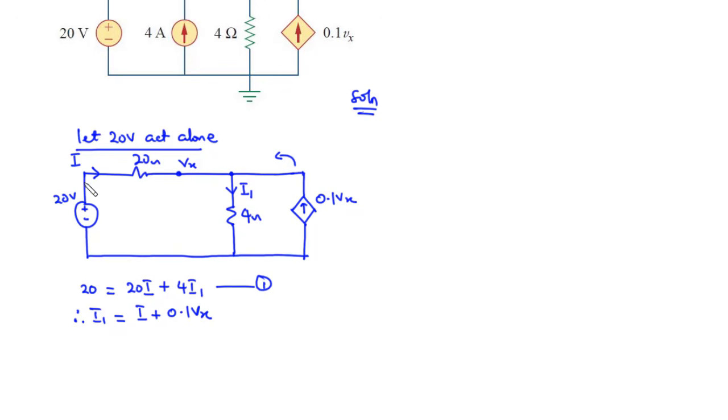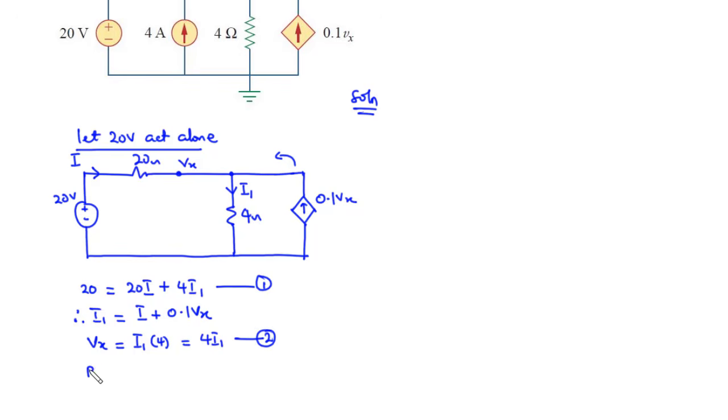Again, the current I produced by the 20 volts flows through this 20 ohms resistor, and as it flows through the resistor, some of the voltage is dropped across the resistor. The voltage that is left is the voltage Vx, and that is the voltage across this 4 ohms resistor. Therefore we have Vx equal to the voltage across this resistor, which is I1 times the value of the resistor. So we have Vx equal to 4I1. Let's call this equation 2.